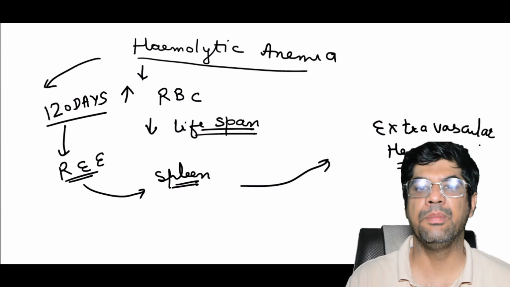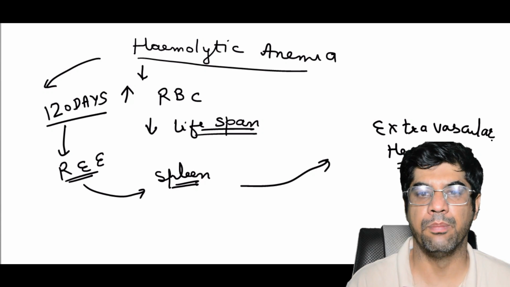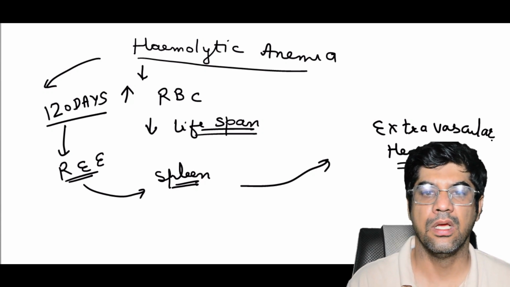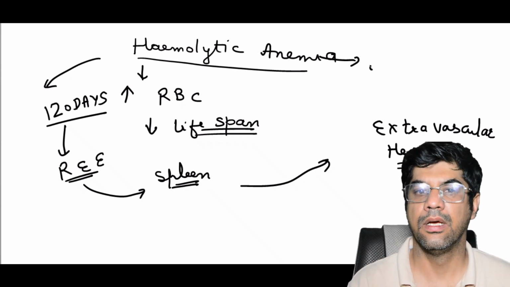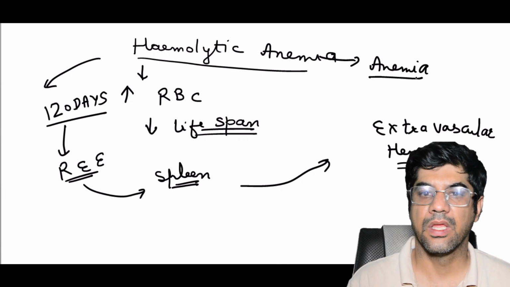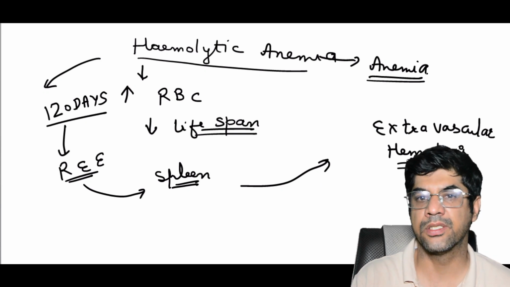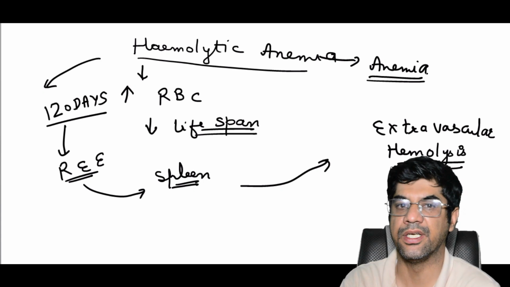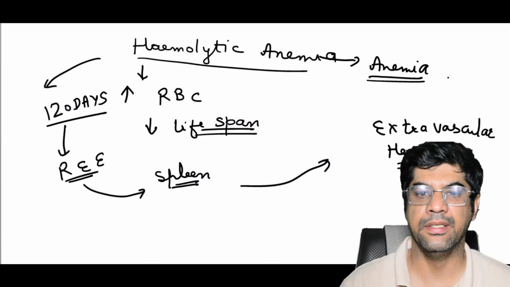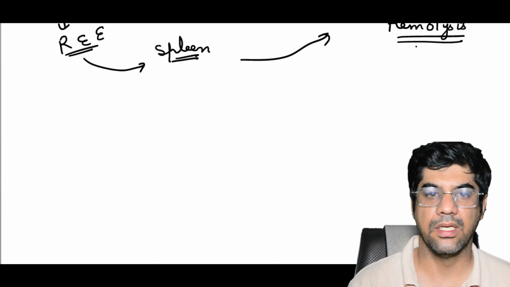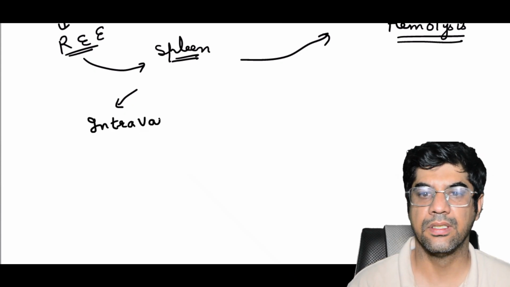However, in hemolytic anemia, you will see the rate of RBC destruction will surpass the body's ability to produce new cells, potentially leading to anemia if the bone marrow compensatory production of new RBC is insufficient. Now there are two mechanisms by which the RBC are prematurely destroyed. One is intravascular hemolysis.